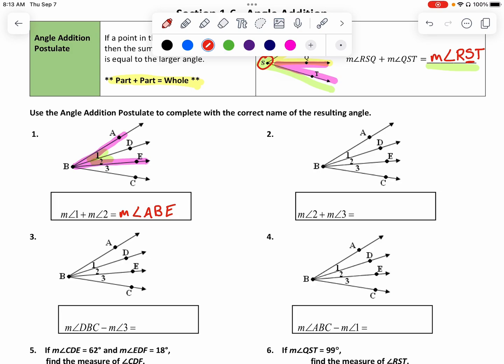Next is measure of angle 2. So measure of angle 2 is here, plus measure of angle 3, which is here. So that gives us this whole angle. So again, we can name that with the points. So that'll be the measure of angle DBC.